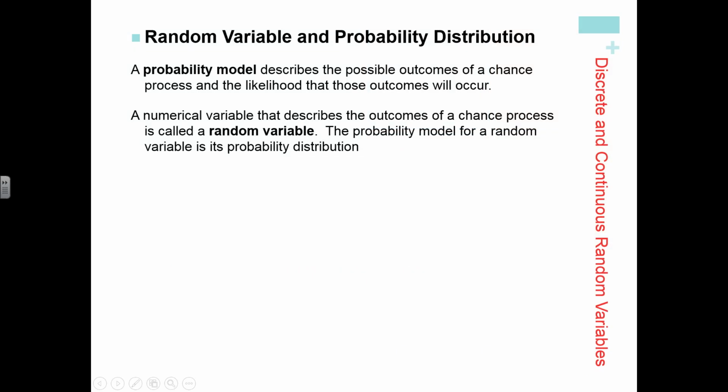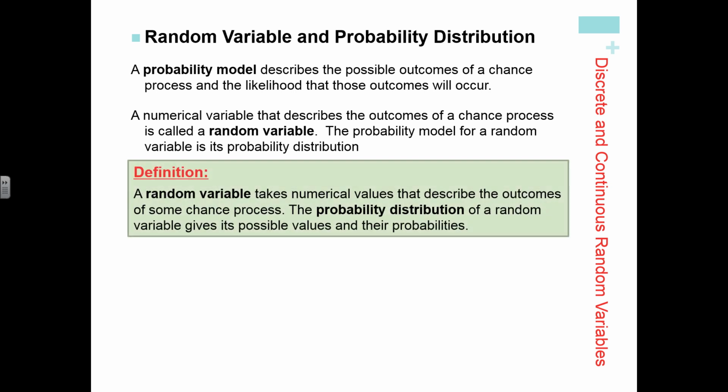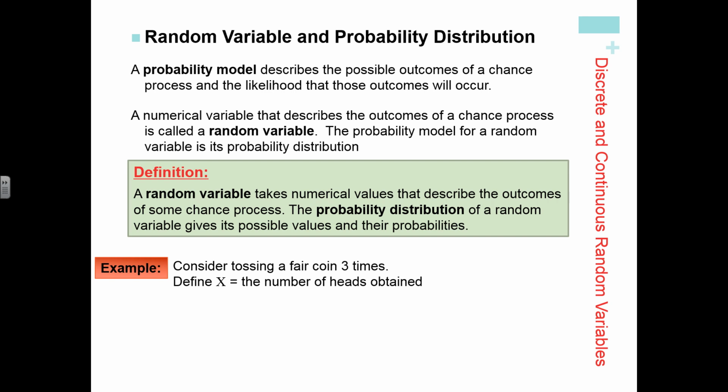Alright, so first thing we need to know is that we have something called a probability model. That probability model basically shows all possible probabilities for your outcomes. A random variable is just some variable that can happen in a chance process, like, for instance, flipping a coin or rolling a die.